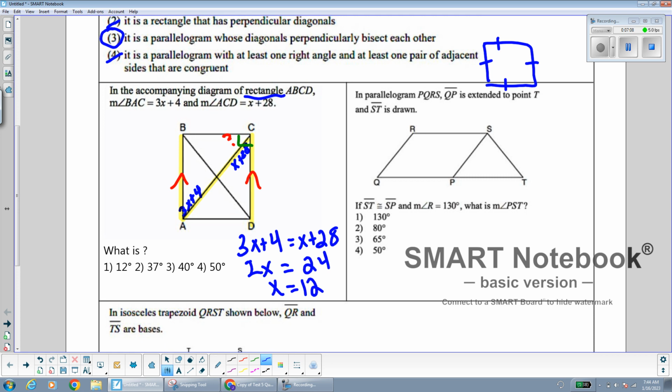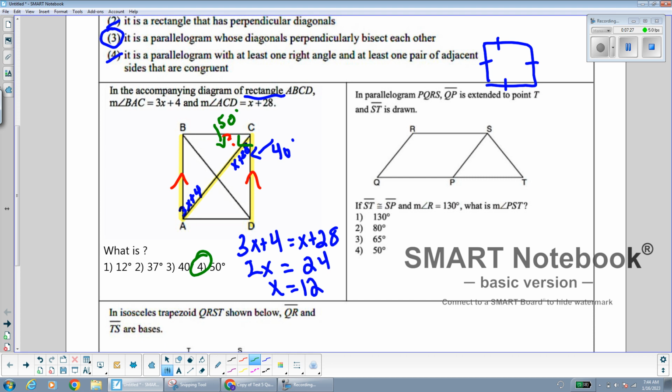Plugging in, 8 plus 12, that's 40 degrees. So that means the other part of the 90-degree angle has to be 50 degrees to make the 90-degree angle.